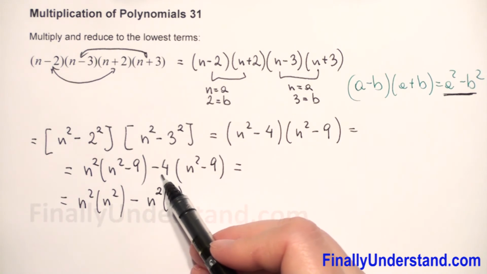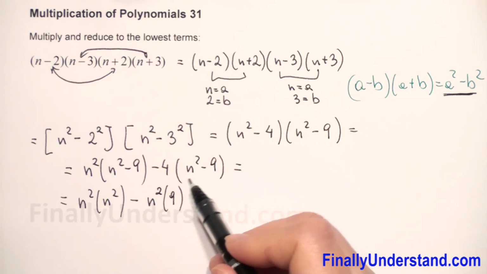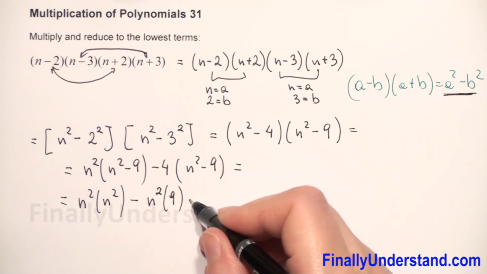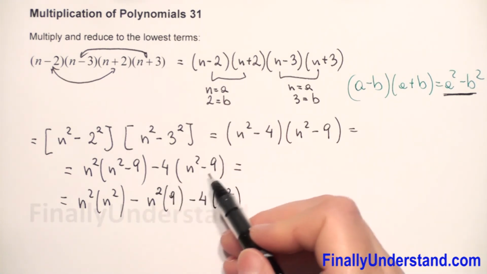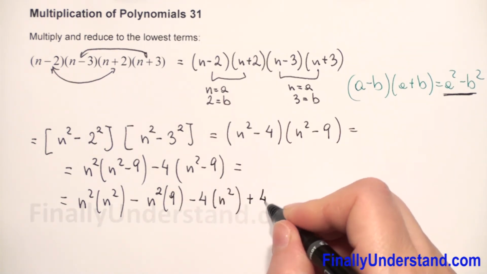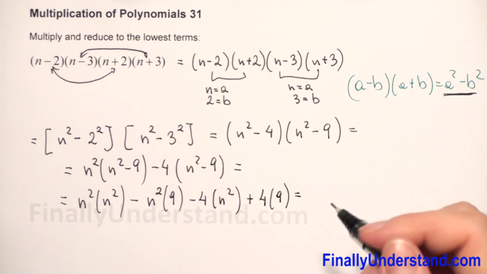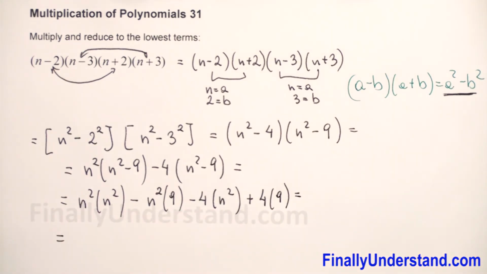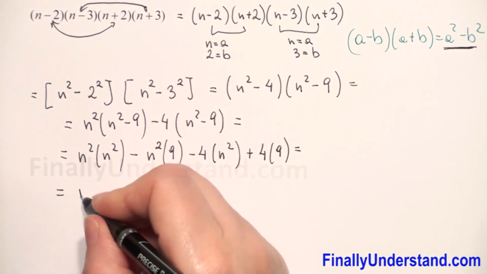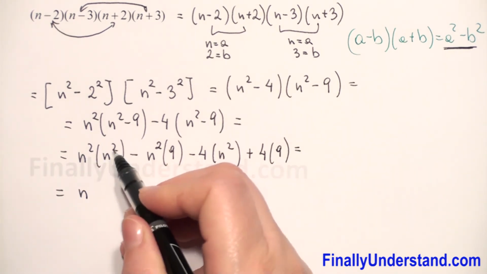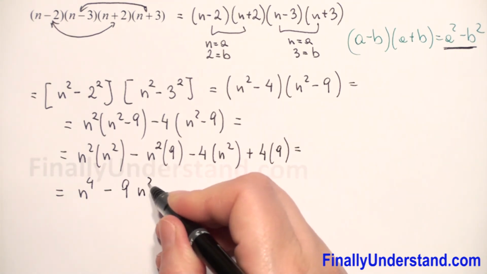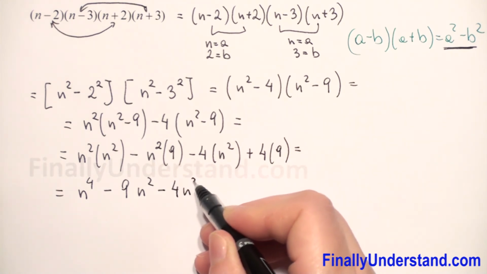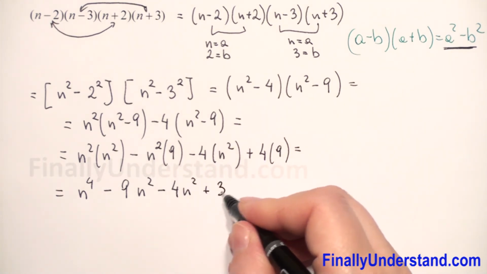And again, we have to use the distributive law of multiplication. Now we have to distribute negative 4 over each term in the polynomial. So we have negative 4 times n squared, and now we have negative times negative, so that gives me positive 4 times 9. So this is equal. We have multiplication with the same base, so we copy the base and just add the exponents. 2 plus 2 is 4. Minus, first we will write the number 9, and we have n squared, and we have minus 4n squared, plus 4 times 9 is 36.